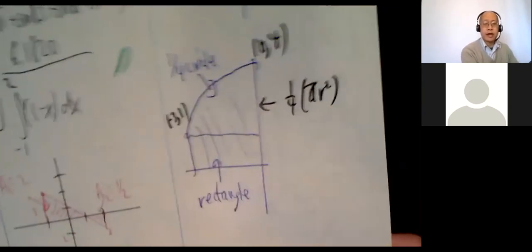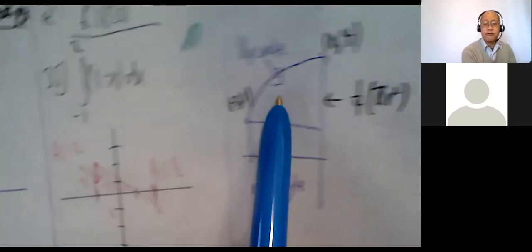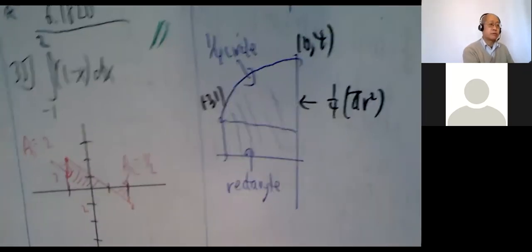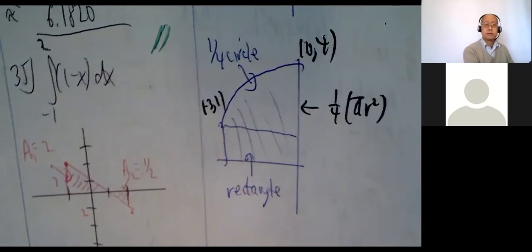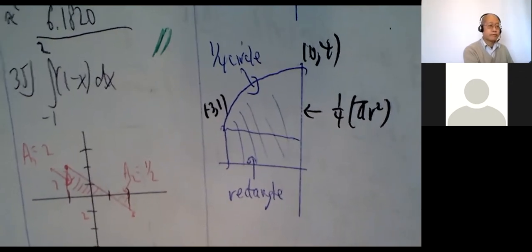Okay, so that's my hint for that. I'll let you finish the rest of that on your own, but that's easy. That's base times height. That's 1/4 of pi r squared. Okay, so you should be able to figure that out.